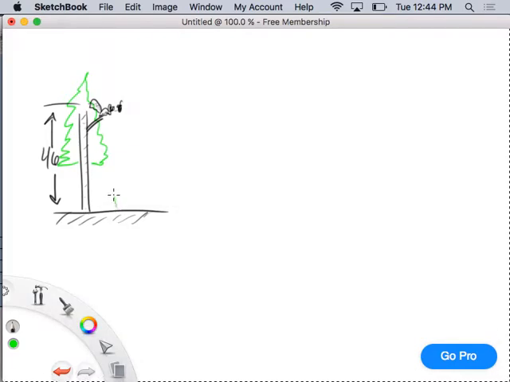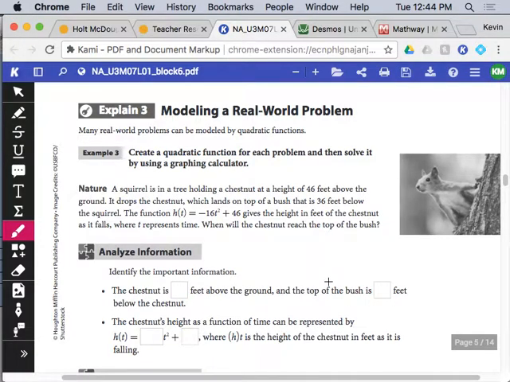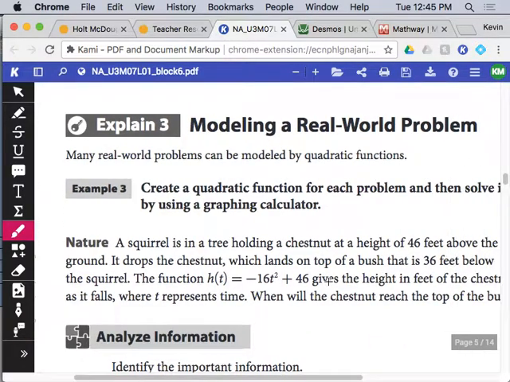Let's draw our picture. Here's our bush. It's 36 feet below the squirrel. Okay. The function h of t equals negative 16t squared plus 46 gives the height in feet of the chestnut as it falls. So the height of the chestnut as it falls is h, where t represents time in seconds. It doesn't say in seconds, but it is in seconds. It says, when will the chestnut reach the top of the bush? Okay, I accept your challenge, Mr. Squirrel.